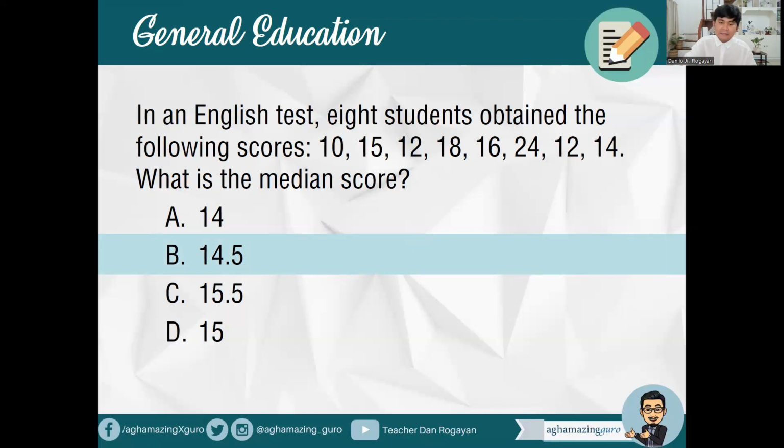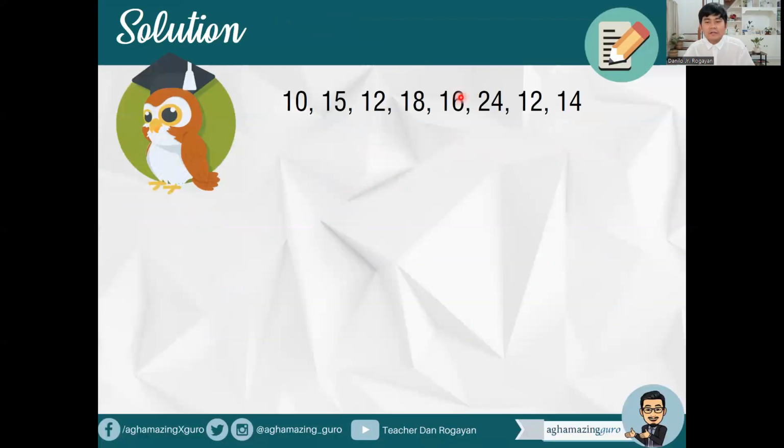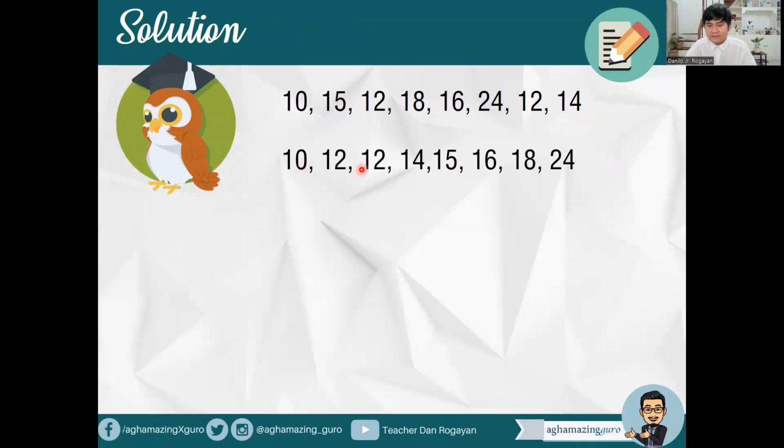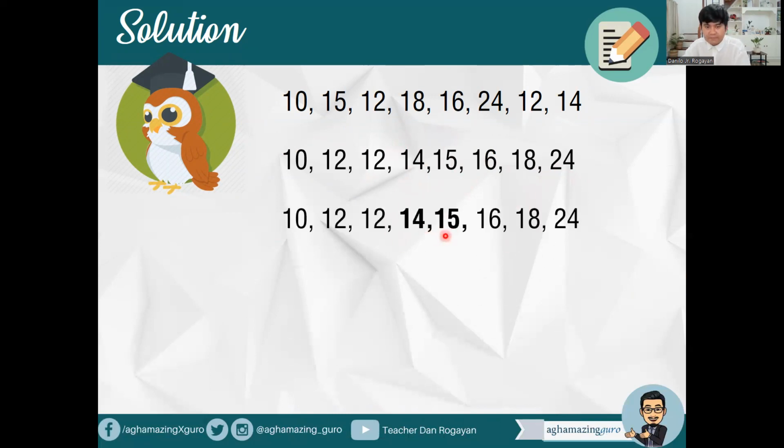Okay, to illustrate that, so here's our original values. Again, what I said is, arrange natin siya from lowest to highest. So I arranged it from lowest: 10, 12, 12, 14, 15, 16, 18, 24. And because this is even, we're going to get the two middle numbers, which are 14 and 15. Then 14 plus 15 is 29, divided by 2. And 29 divided by 2 is 14.5. All right, so the median or the middle score here is 14.5.